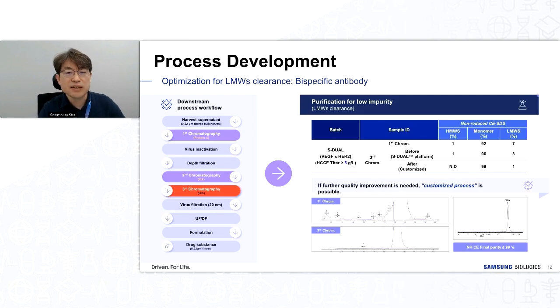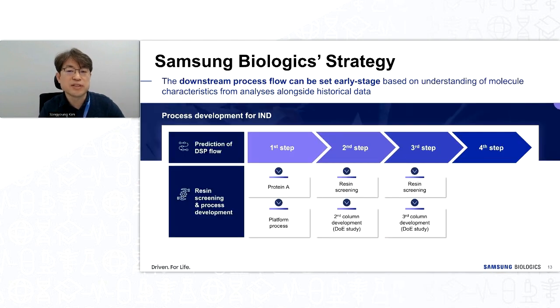The final case discussed here involves a bispecific antibody developed using our proprietary platform, SDR. Our primary goal for this project was to maximize purity levels, ultimately achieving 99% purity within our platform. Our strategy for resin selection significantly contributed to this achievement.